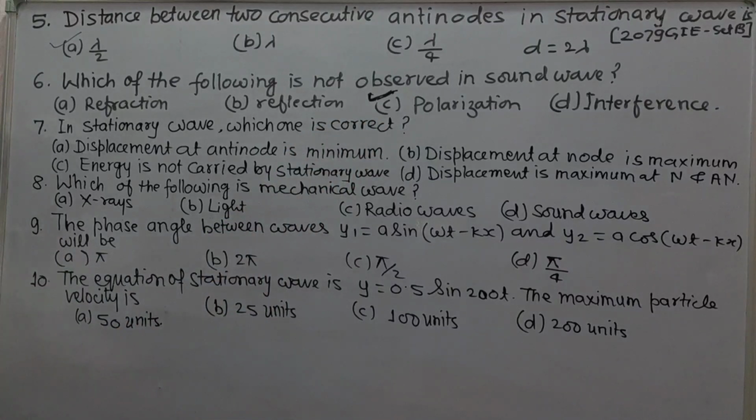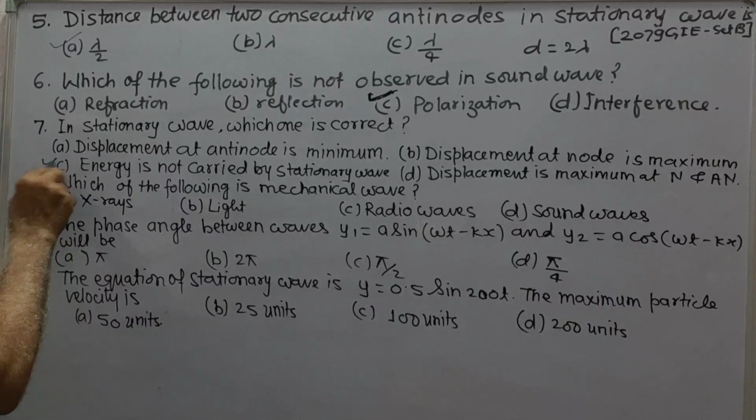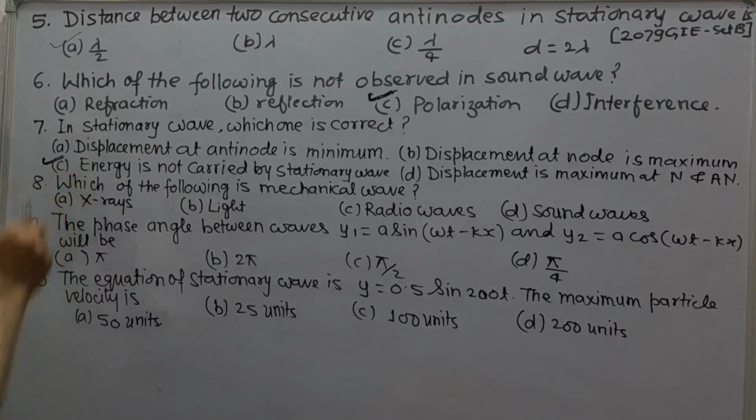Next question number 7. In a stationary wave, which one is correct? These are the options. Displacement at antinode is minimum, wrong. Displacement at node is maximum, wrong. Energy is not carried by a stationary wave. This is the correct option, therefore the option C is correct.